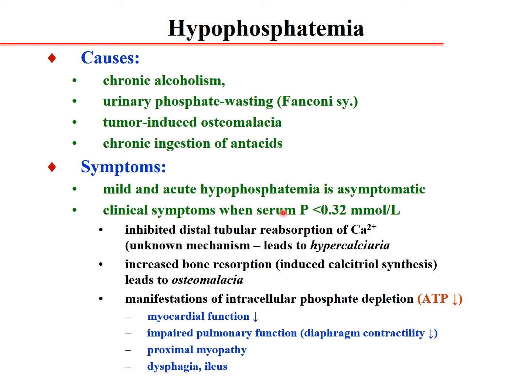The clinical symptoms appear when the serum phosphate level is decreased below 0.32 millimole per liter. Relatively, that inhibits distal tubular reabsorption of calcium with an unknown mechanism that leads to hypercalcemia immediately. Or increased bone resorption, and calcitriol synthesis leads to osteomalacia. And the manifestation of intracellular phosphate depletion leads to decreased ATP synthesis, so the myocardial function decreases, the pulmonary function and diaphragm ability decrease, proximal myopathy can develop, dysphagia and ileus can develop when somebody has a very severe hypophosphatemia.